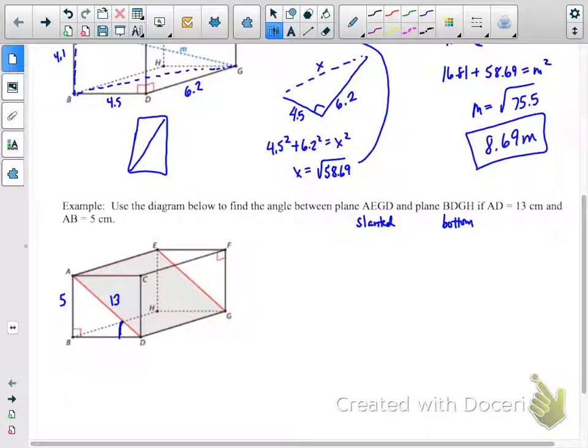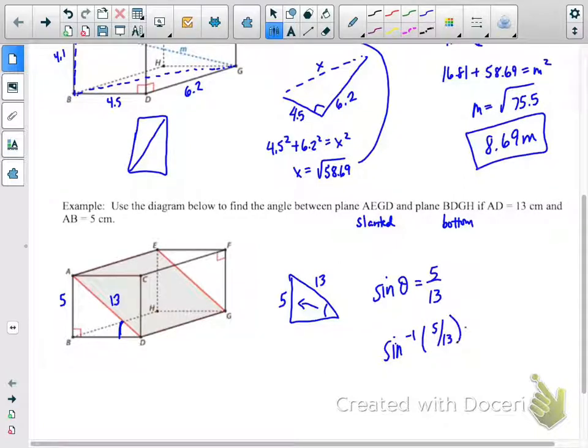Okay. So I've got a right triangle right there. That one's pretty easy to see. So right here is the triangle that we're dealing with, 13 and 5. I want to find that angle. So that's my opposite and my hypotenuse. So the sine of theta would be 5/13. So we do an inverse sine here, and that gives me 22.6 degrees. Okay, pretty straightforward.